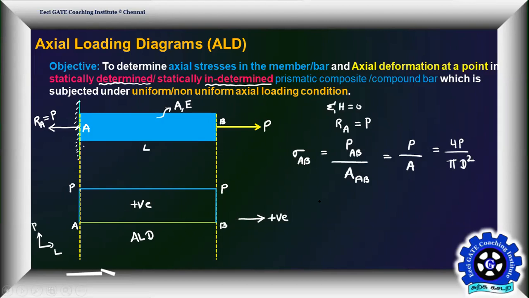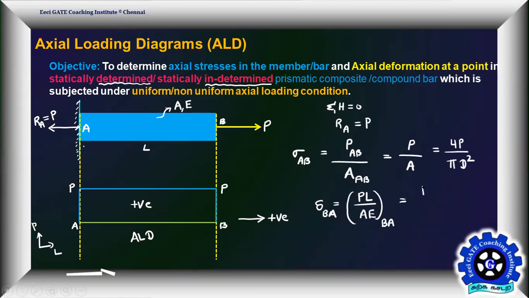So now, what is the axial deformation at point B? What does it mean? Tell me. Axial deformation at point B means with respect to point A, we need to write. It is nothing but the axial deformation at point B with respect to the fixed end, which means PL by AE, PL by AE in the portion BA, we need to write.